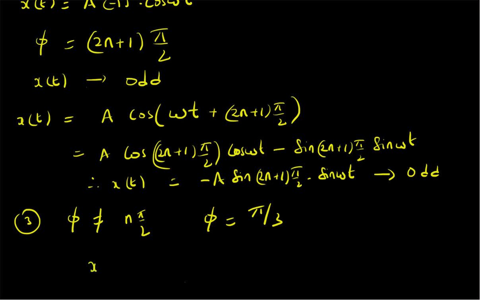neither even nor odd. That is, it is neither even nor odd. So in this case, phi is equal to a value that is not equal to a multiple of pi by 2. In that case, x of t is neither even nor odd.